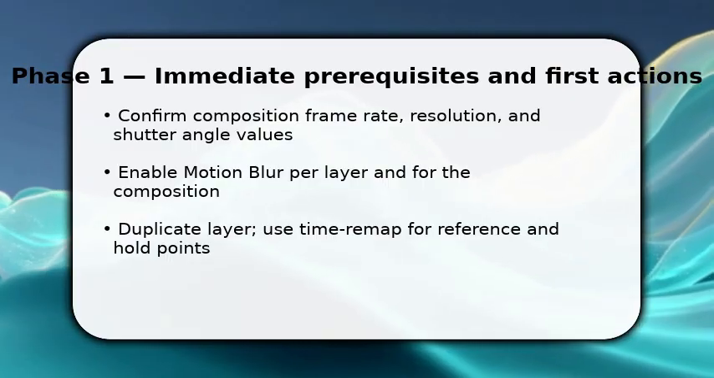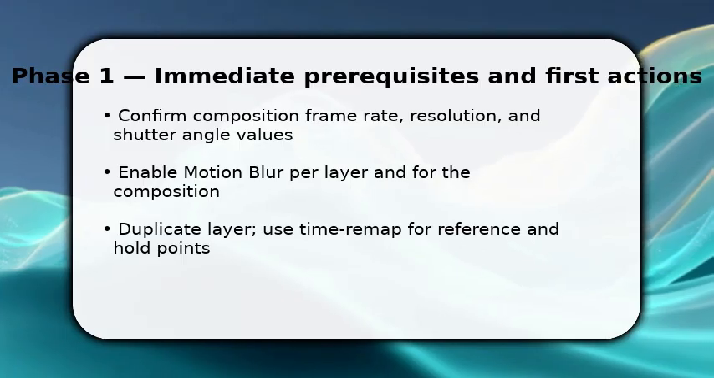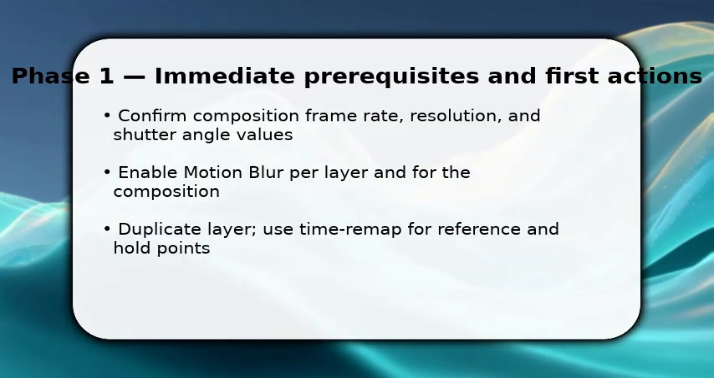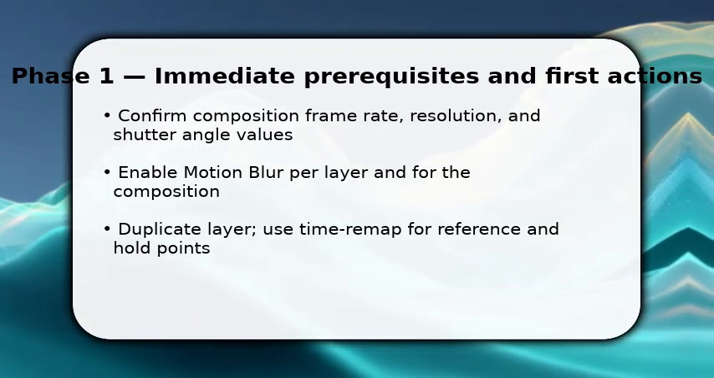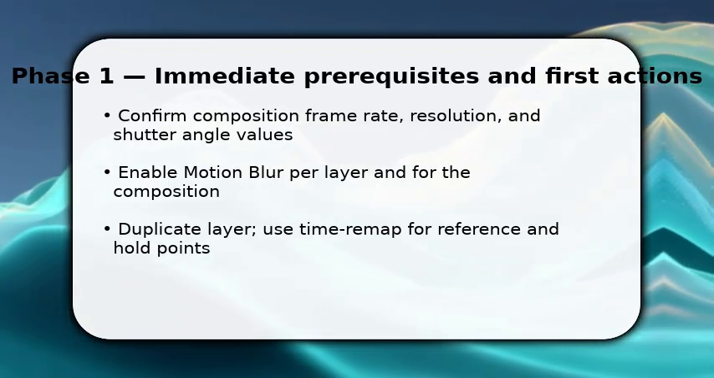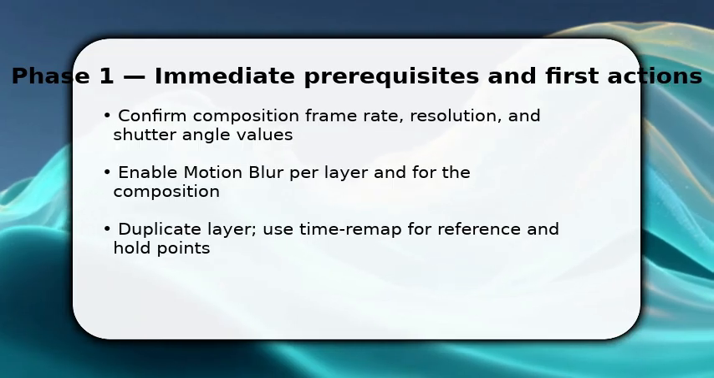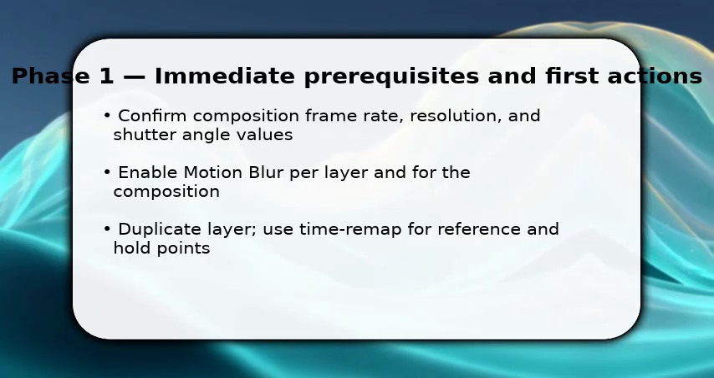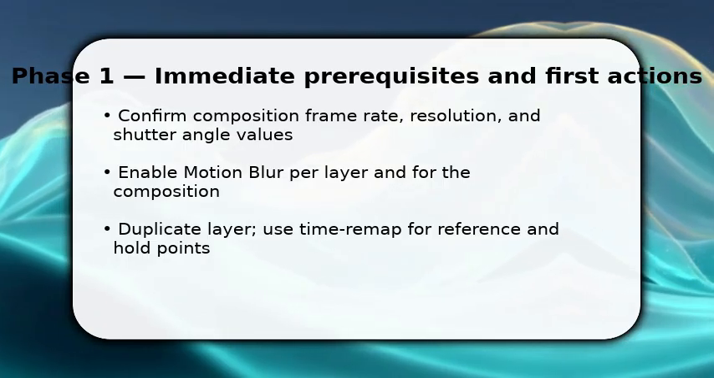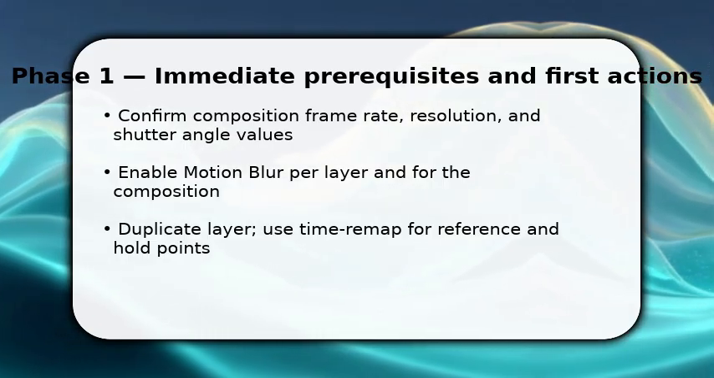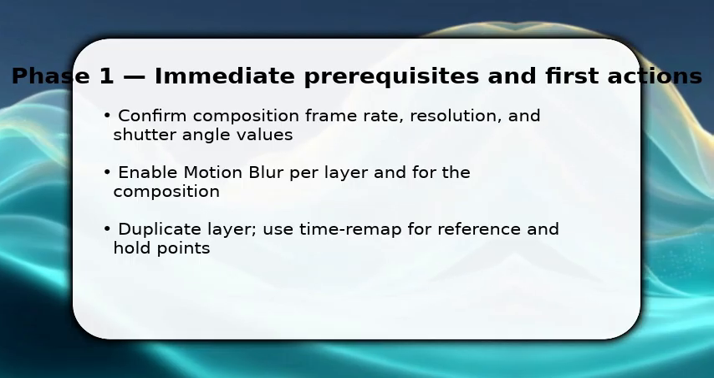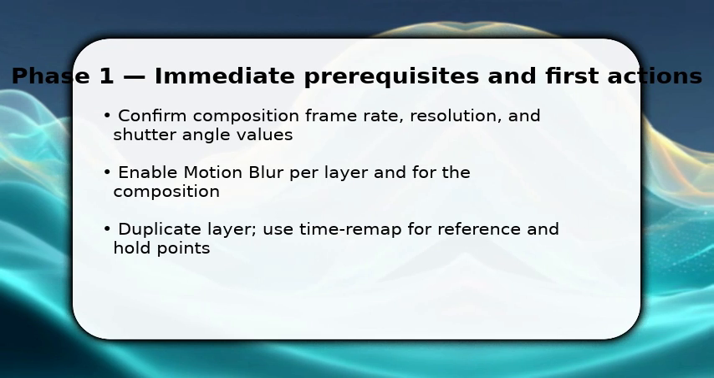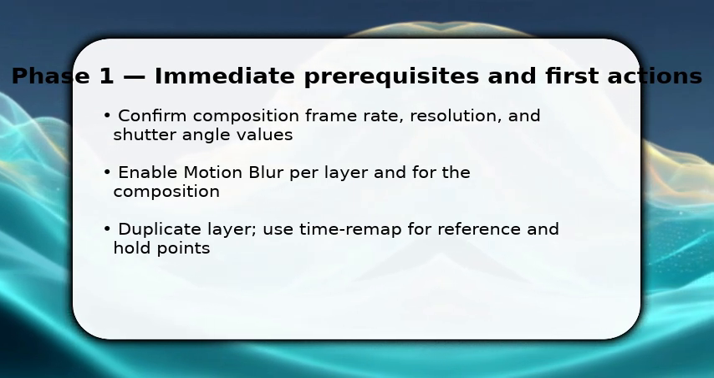You start by checking the composition frame rate, resolution, and shutter angle because these determine blur behavior. Once done, enable motion blur for the composition and for the target layer so After Effects will calculate per frame blending. Duplicate the problem layer as a non-blurred reference and set time remap with a couple of hold points to analyze motion edges. Make sure to preview at full motion resolution. This reveals whether blur is sampling or temporal, which directs the next corrections.